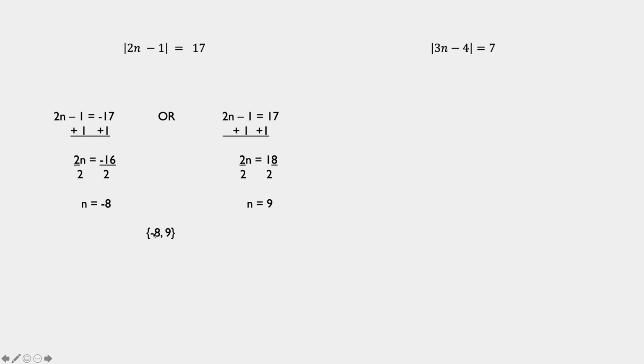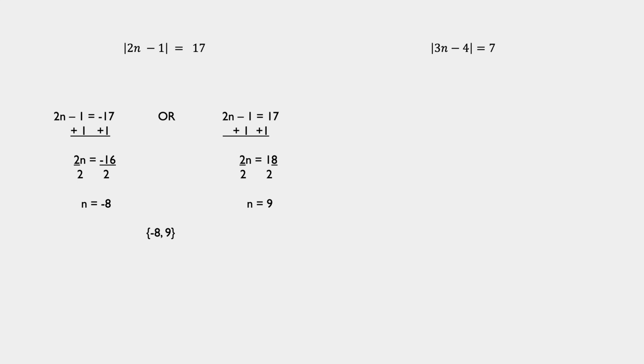If we go back and substitute them in, you'll see that they check. All right, what's 2 times negative 8? It's negative 16. Minus another 1 is negative 17. Now the absolute value of negative 17, we said absolute value always makes things positive because it means the distance from 0. So the absolute value of negative 17 is positive 17, which it's supposed to be. And then 2n minus 1 equals 17. 2 times 9 this time is 18. Minus 1 is 17. The absolute value of positive 17 is also positive 17.